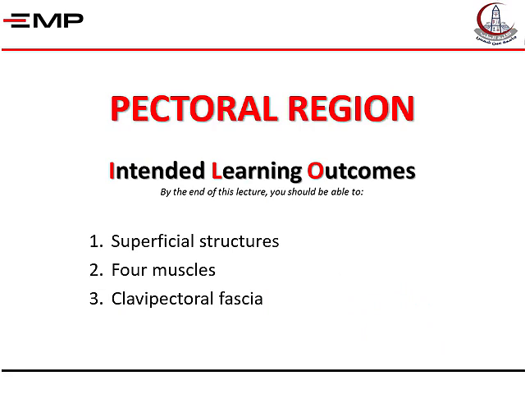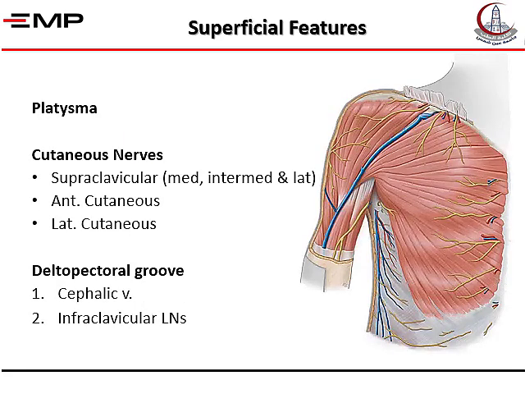In this lecture, we will cover the anatomy of the pectoral region and the axilla. In this region, we see superficial structures, 4 muscles, and a fascia called the clavipectoral fascia. First, the superficial structures.